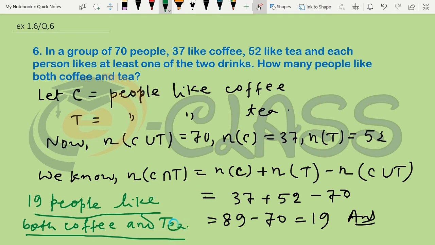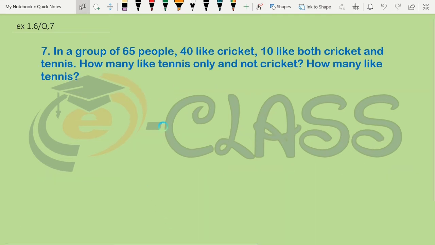Now question number 7. In a group of 65 people, 40 like cricket, and 10 like both cricket and tennis. How many like tennis only and not cricket, and how many like tennis?